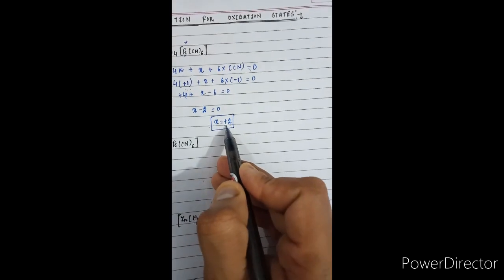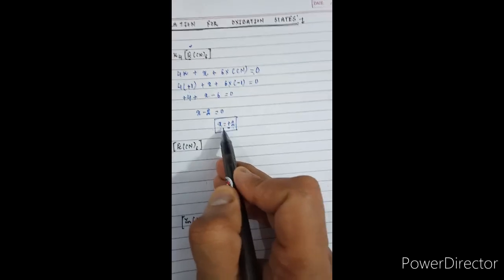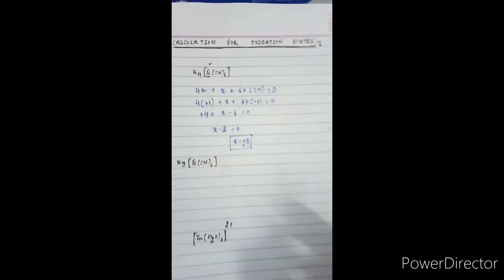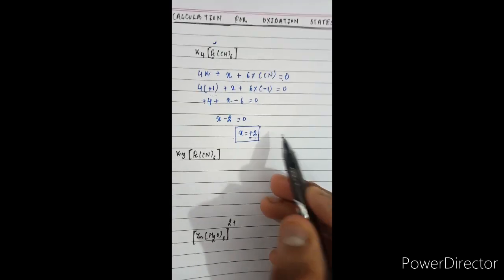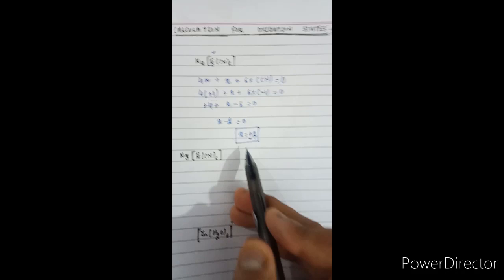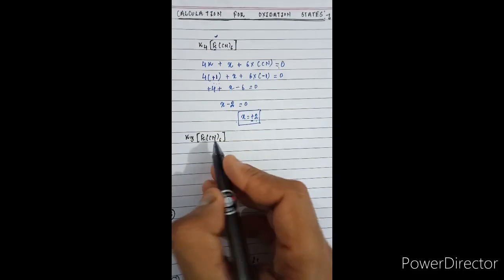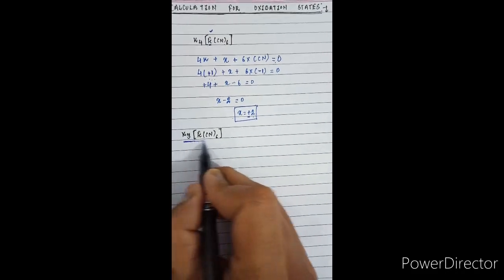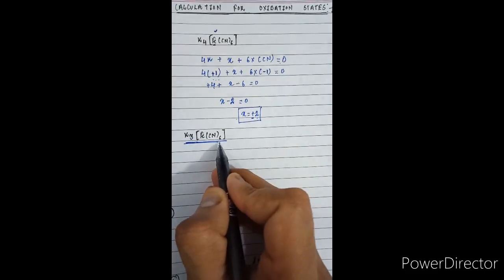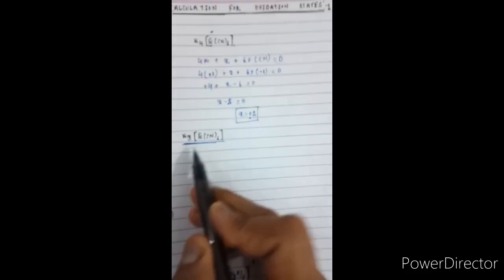We have to mention this plus sign, because always we have to mention the plus or minus sign for oxidation states, because there is a big difference between valency and oxidation state. Now the second example, the second complex, is potassium ferricyanide. This is potassium ferrocyanide and this is potassium ferricyanide.